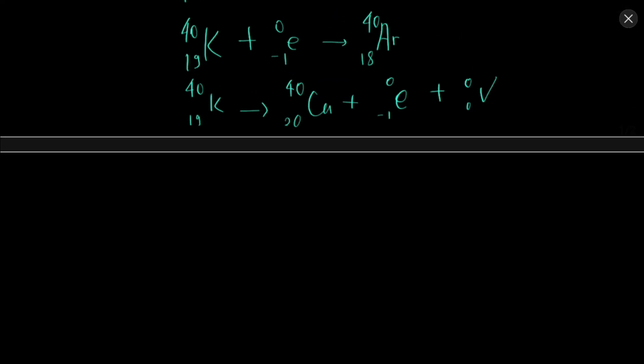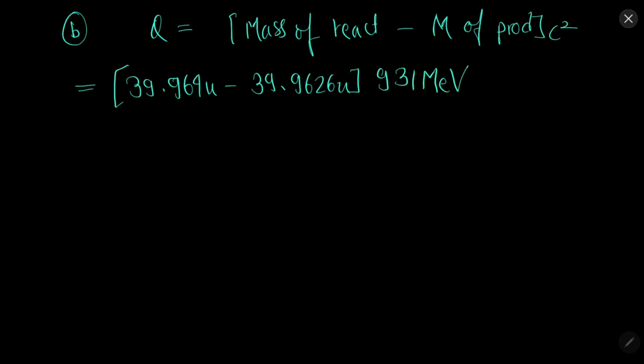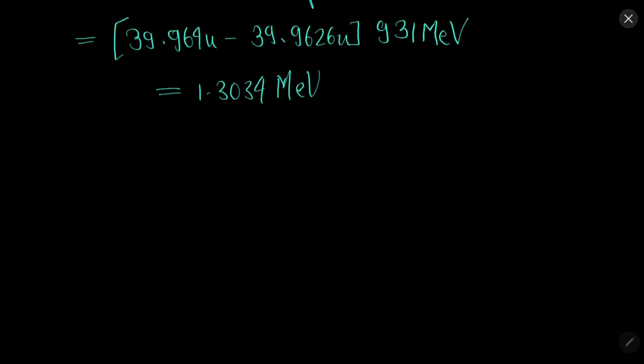So now the Q values, B part. So Q value is the mass of reactants minus mass of products into c square. So let's put the values. So at the place of c square we can write 931 MeV per u. So it will come 1.3034 MeV. So similarly for others you can easily find it.